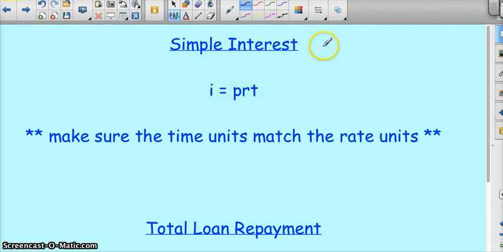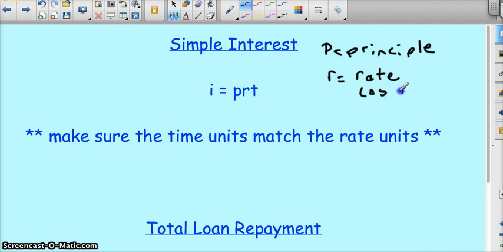Let's write out some things. P is the principal. That's the amount of money that they are lending you. The R is the rate. This is where kids mess up. Please pay attention. Rate must be as a decimal. We will talk about that, but that is the most common place that people mess up.